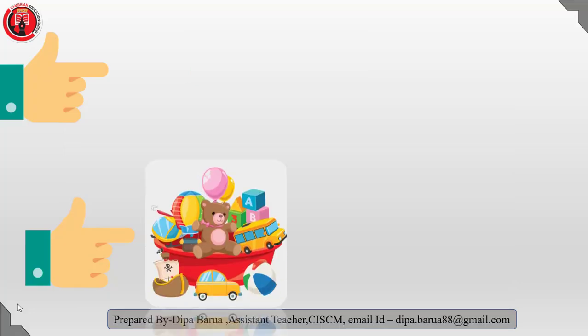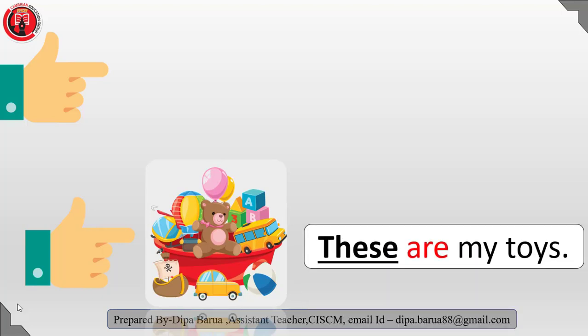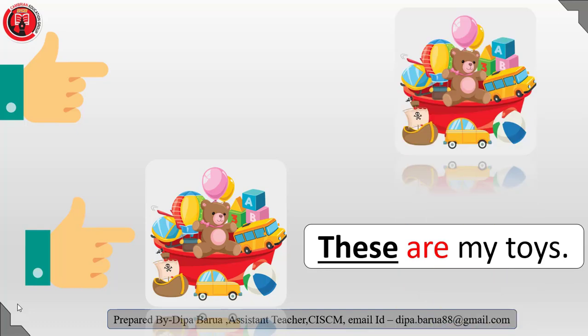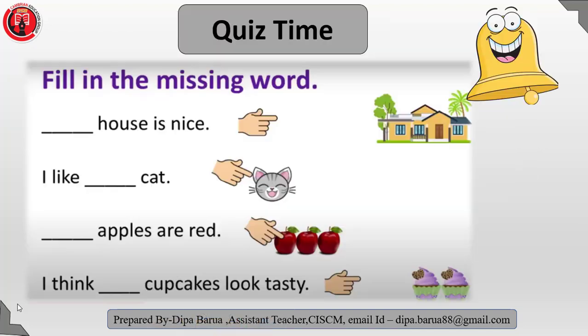We see beautiful toys. So many toys. Now these are my toys. Here we use are because when we talk about more than one thing, then we use are. These are my toys and those are my toys.